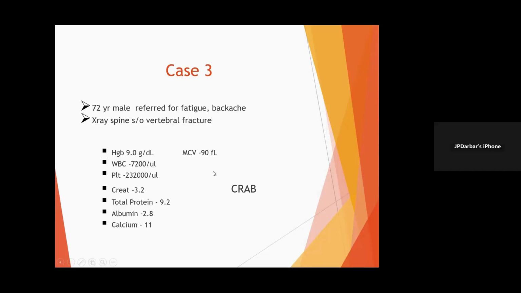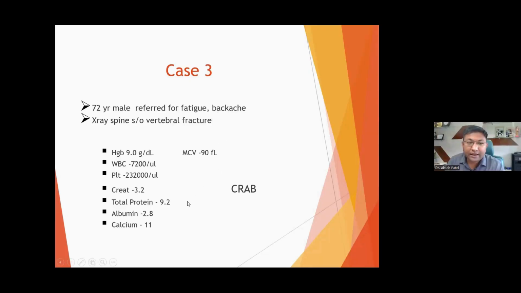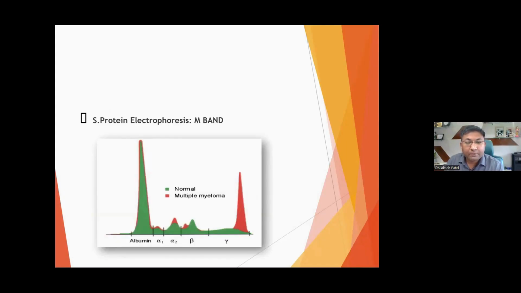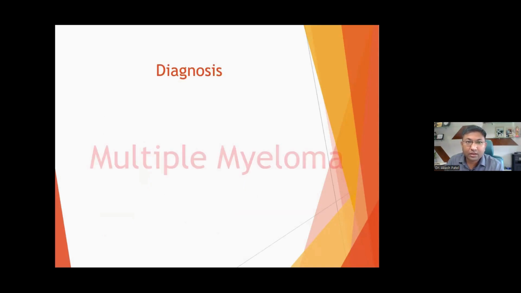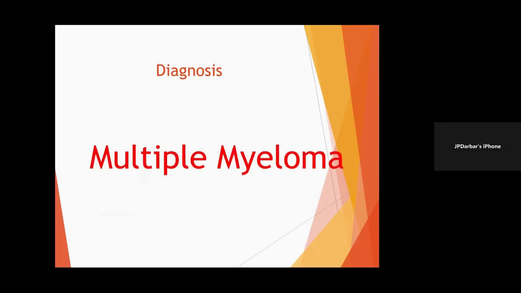See the MCV, it is also normal, but there is renal dysfunction, creatinine 3.2, albumin is low, and calcium is high. So always remember the CRAB features: high calcium, renal dysfunction, anemia, and bone fracture or bony lytic lesion. So when CRAB features are present, always look for serum protein electrophoresis, and we did that and we found an M-band positive. So it will be multiple myeloma.